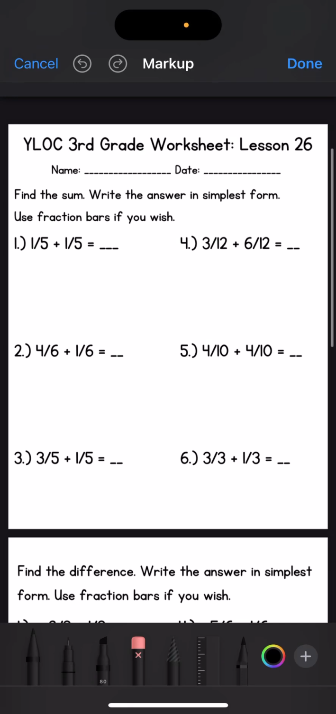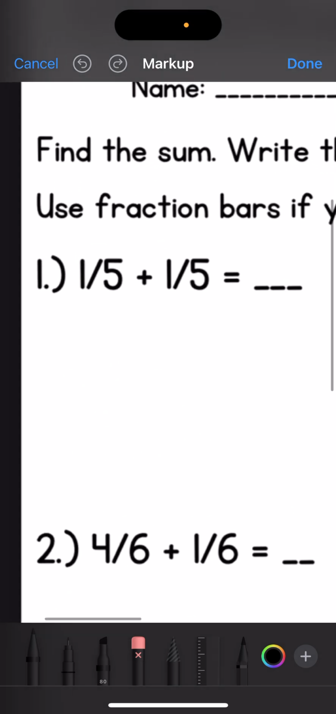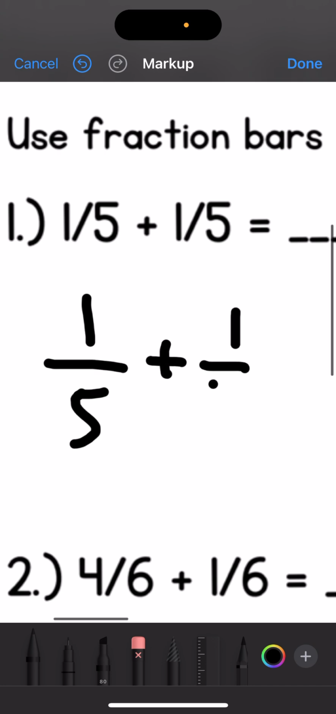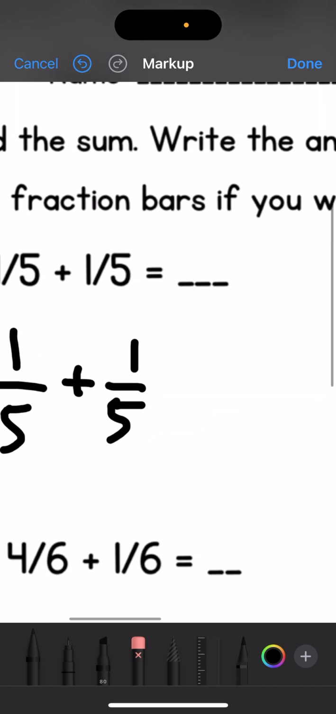Let's get started. Find the sum. Write the answer in simplest form. Use fraction bars if you wish. Okay, so number 1 we have 1 over 5 plus 1 over 5. So the way we could add fractions is set them up like this and just add.